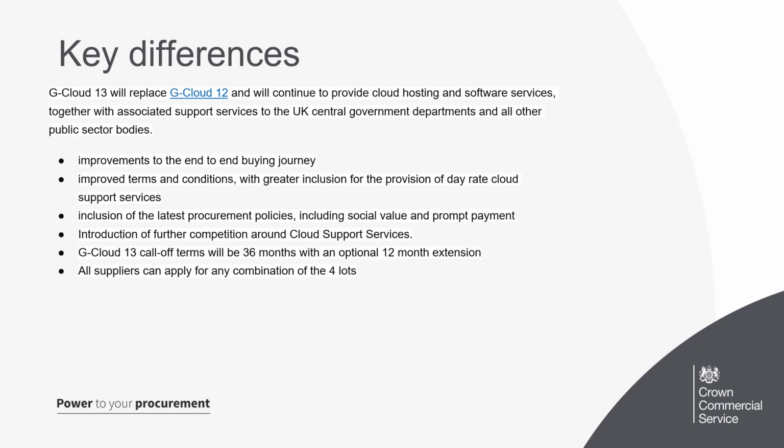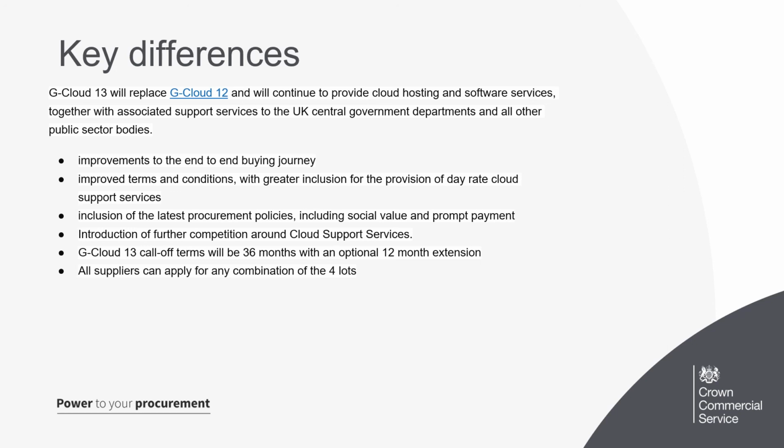So that is what the new G-Cloud 13 looks like in terms of its scope and structure and the procurement methods involved. The differences between G-Cloud 13 and 12 include a better end-to-end buying journey with the consolidation of some of our digital interfaces. There are some changes to the terms and conditions for lots 1 to 3, and a detailed summary of these will be included as part of the bid pack.